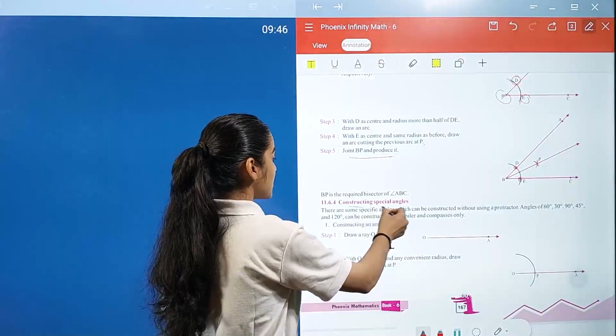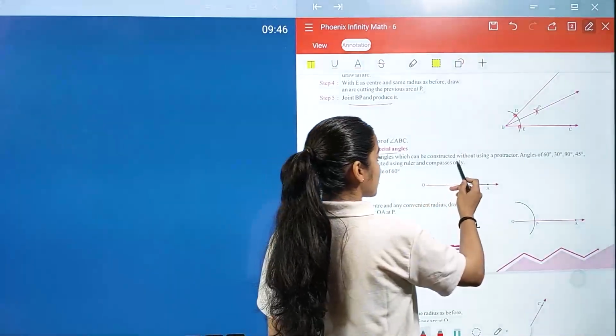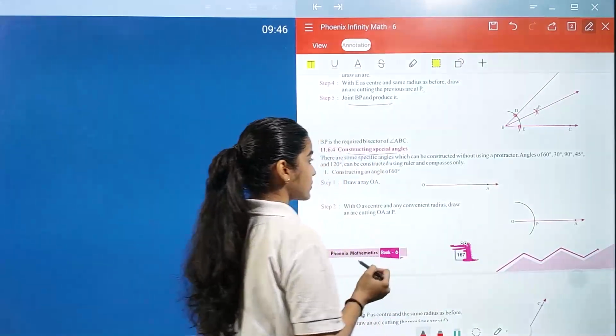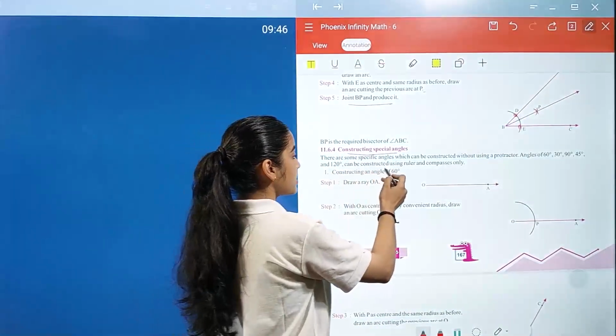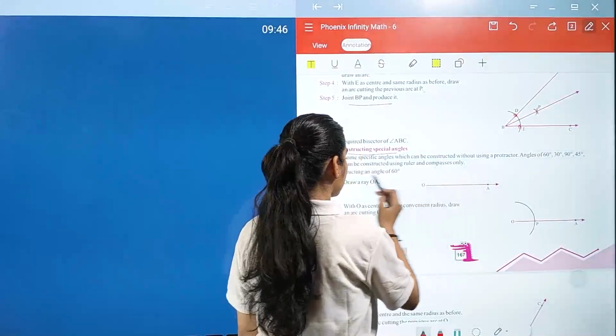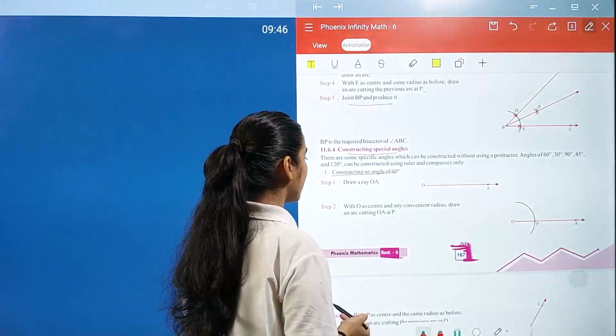Now constructing special angles. There are some specific angles which can be constructed without using a protractor. Angles of 60 degree, 30 degree, 90 degree, 45 degree and 120 degree can be constructed using ruler and compass only. So first we are constructing an angle of 60 degree.